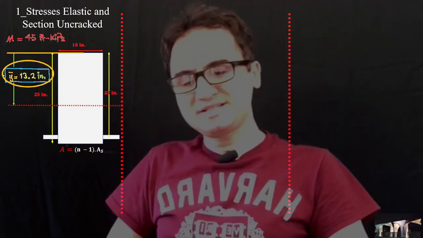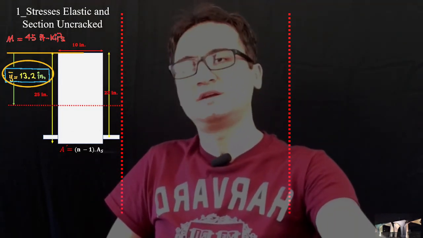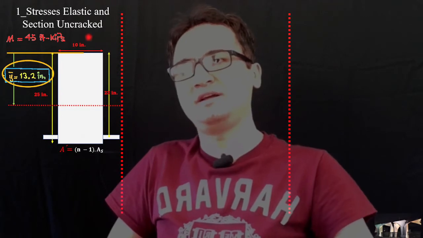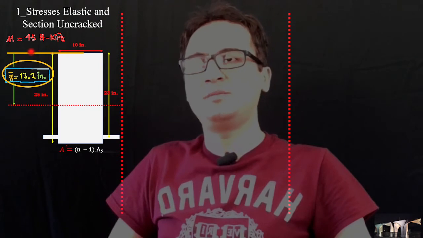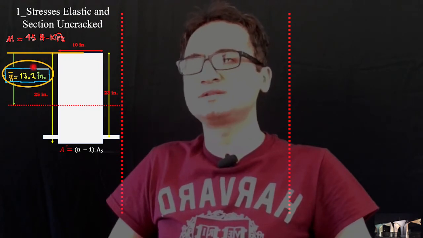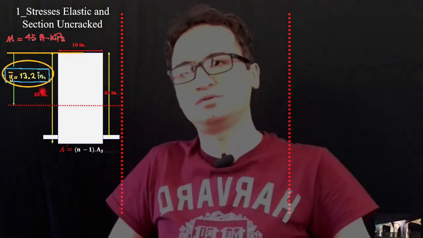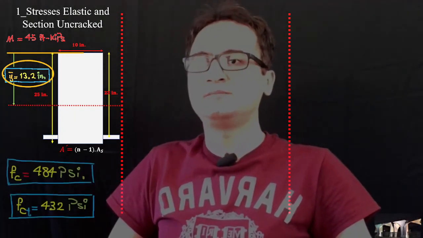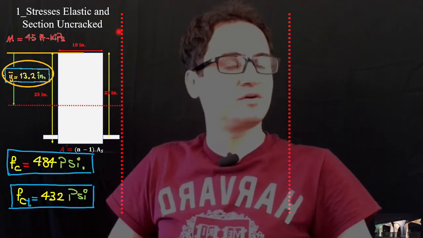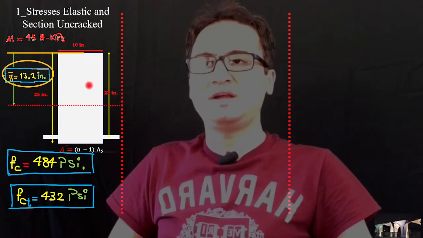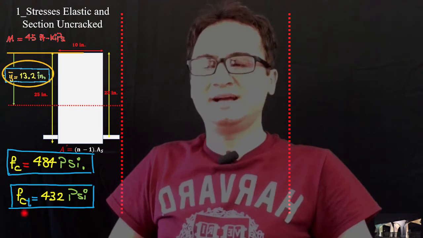The interesting part is if we want to make a comparison between three scenarios. The first one is when we have an elastic stress and uncracked section with a moment of 45 feet times kilopounds. We have our y bar, or neutral axis from the top edge, equal to 13.2 inches, with fc and fct, because when our section is not cracked, we have concrete in both parts, so we have fcc and fct.